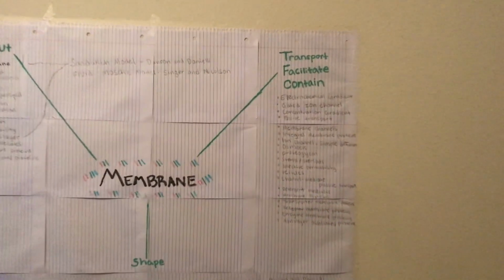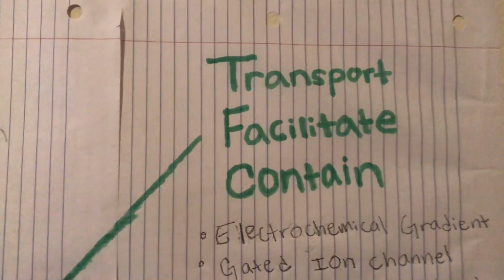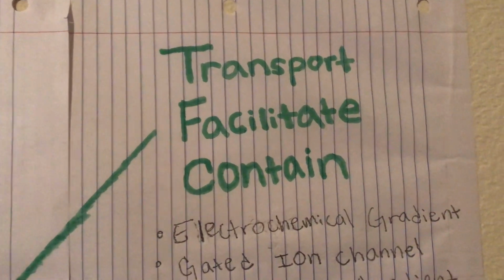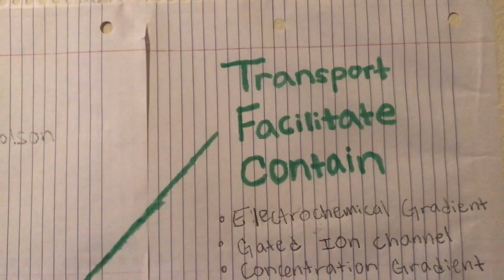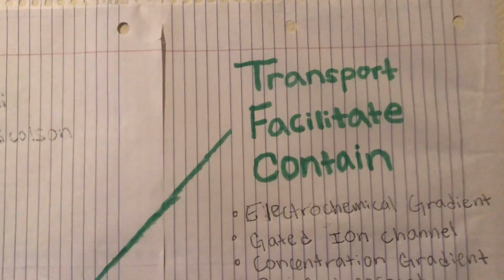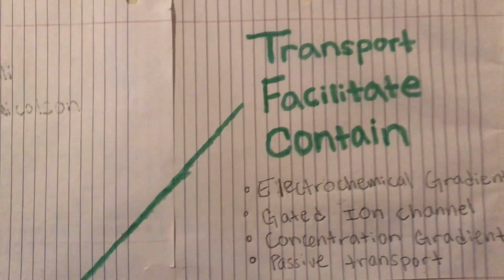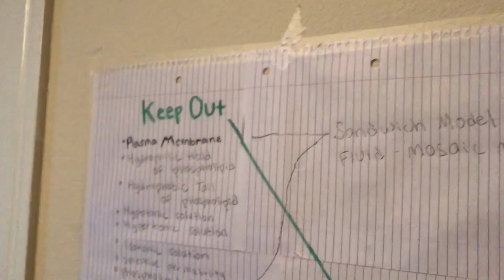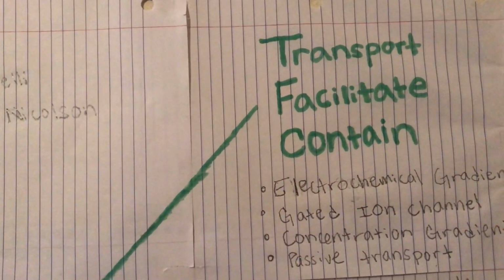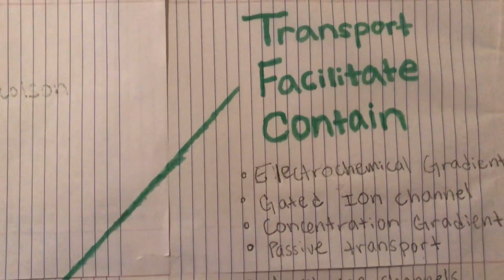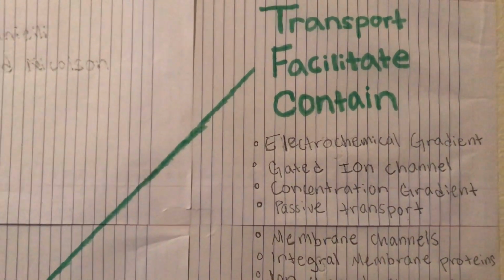So transport basically means things that help transport materials in or out of the cell. Facilitate are things that help maintain the processes, or just things that happen in the cell, right? Or keep the cell alive, for example. Now contain is the vice versa of keep out. Contain basically means, self-explanatory, the stuff that the cell wants to keep, not give away, not get rid of.